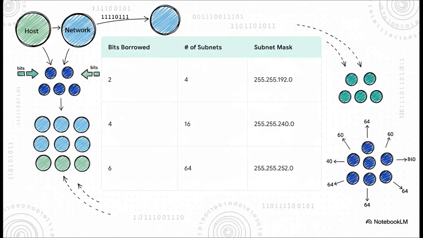Now check this out. This is what's so powerful about this whole borrowing technique. Because we're using binary bits, the growth is exponential. If you borrow just 2 bits from the host part of the address, you can create 4 distinct subnets. Borrow 4 bits, you get 16 subnets. Borrow 6, and boom, you have 64. This gives network admins incredible flexibility to design their internal layout.